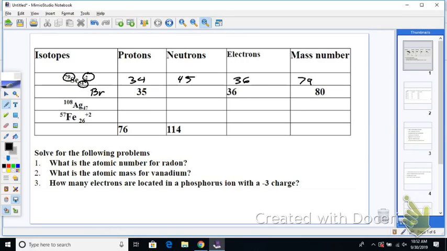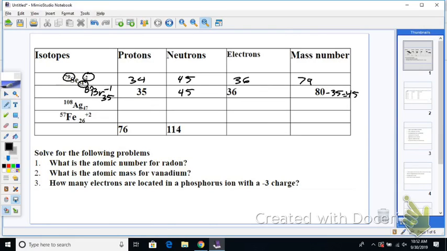The electrons is 36, so that would be a minus 1. The difference between 35 and 80, so I minus 35 here, because that's protons. I get 45. So that is neutrons. And then if I put in my numbers, I should have 80 up here, and then down below I would have 35. Questions? Okay.